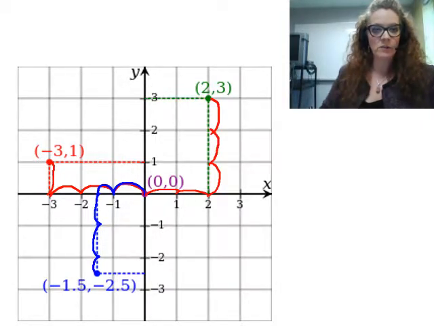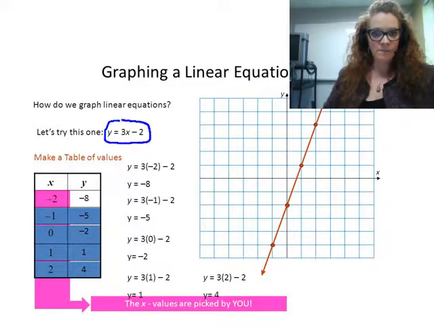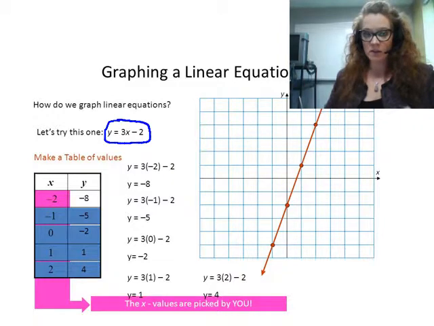Okay, just a quick review of that. Now, graphing a linear equation, and you'll get more practice in the next outcome with this too, 8.2. So how do we graph linear equations? Here is an example of an equation, and then they've made a table of values, and it says down here, the x values are picked by you. You get to pick the x values.